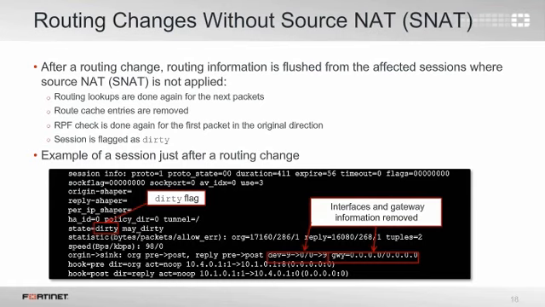This slide shows a sample of a session just after a routing change. The gateways in both directions change to 0.0.0.0/0, and the interface is 0, indicating that this information must be learned again. Additionally, the dirty flag is added.